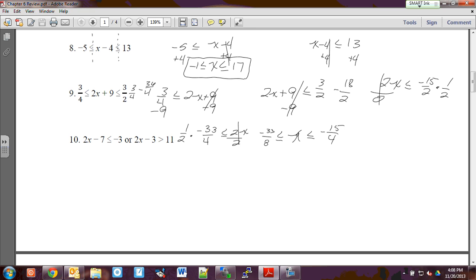Let me make that x look a little better. So this is the answer to number 9. Looks weird, but that's the answer.